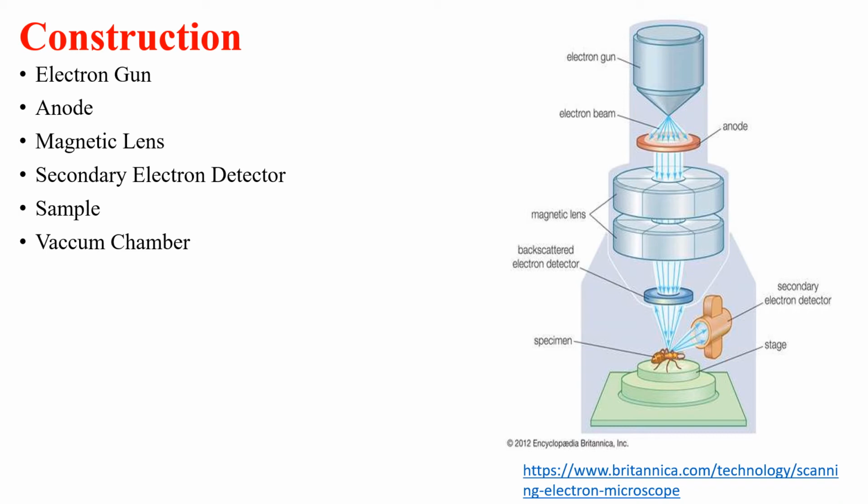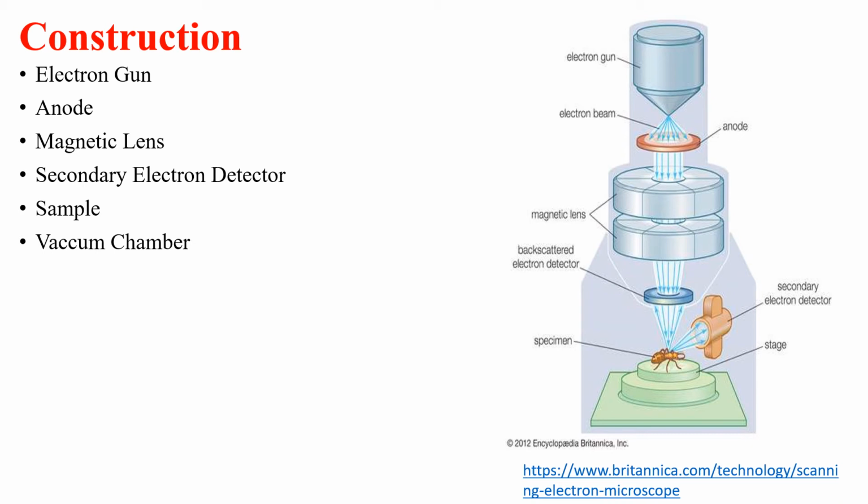After that we have the anode. The anode is used to accelerate the electrons, and after that they go to the magnetic lens. This magnetic lens is used to give width and make the beam coherent. After that, when it goes through the second magnetic lens, it is used for focusing on a particular area. And after that we can see that the rays are incident on the sample surface.